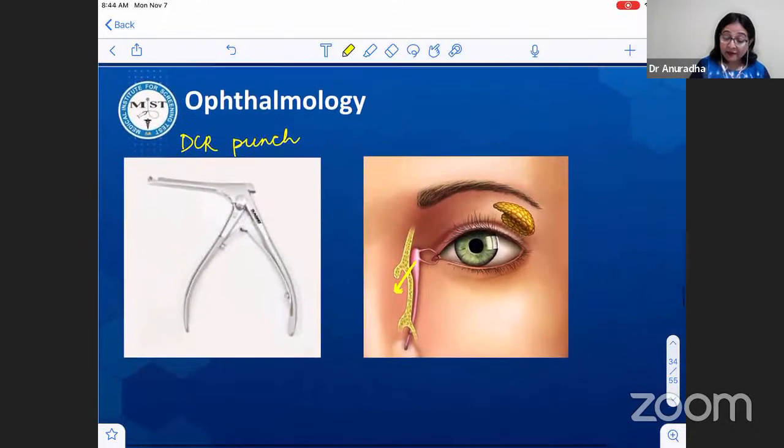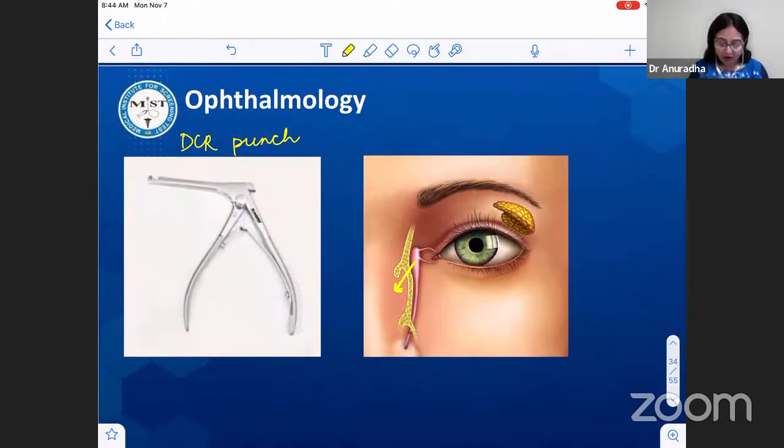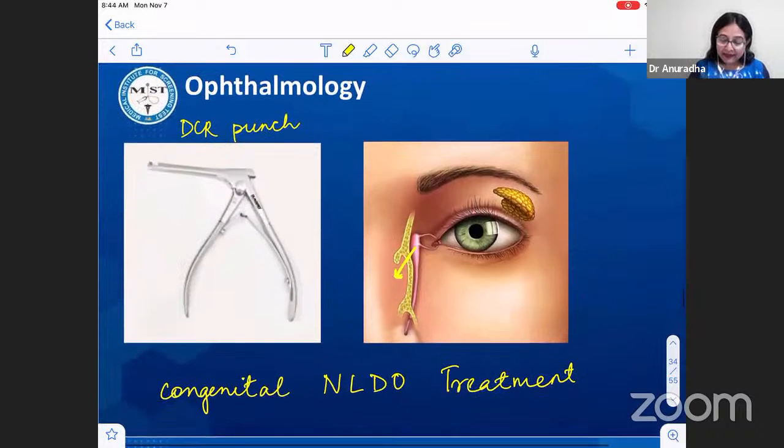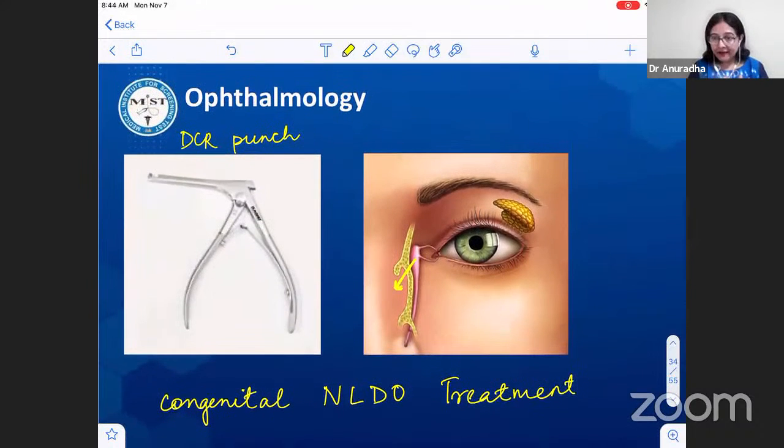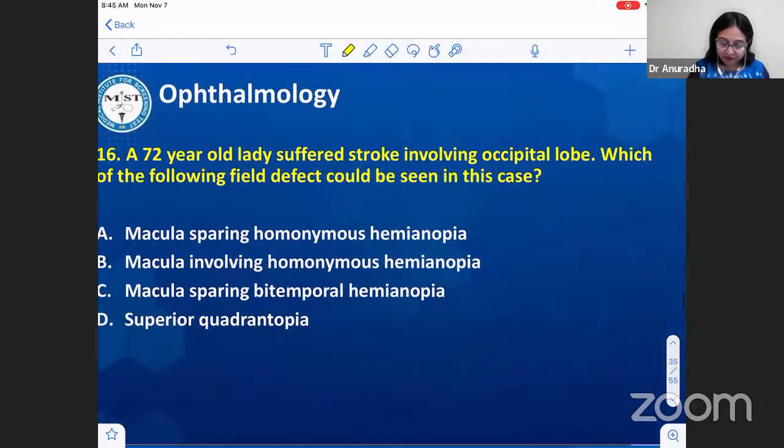Okay. Then at the same time, do not forget the management of congenital nasolacrimal duct obstruction also. If the child is less than 9 months of age, sac massage. After 9 months of age to 4 years of age, syringing and probing. After 4 years of age, DCR. Okay, so please remember for children also, right? Moving on to the next question.